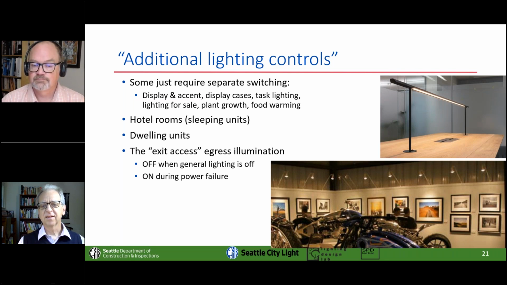And there are still lots of tall buildings downtown that you'll see always have this glow, because like 1 out of every 8 fixtures or something is on to provide egress illumination. But in the newer buildings, when the general lighting is off, that exit access is also off. They do flip on automatically if there's a power failure because they're on a different circuit, but everything shuts off.